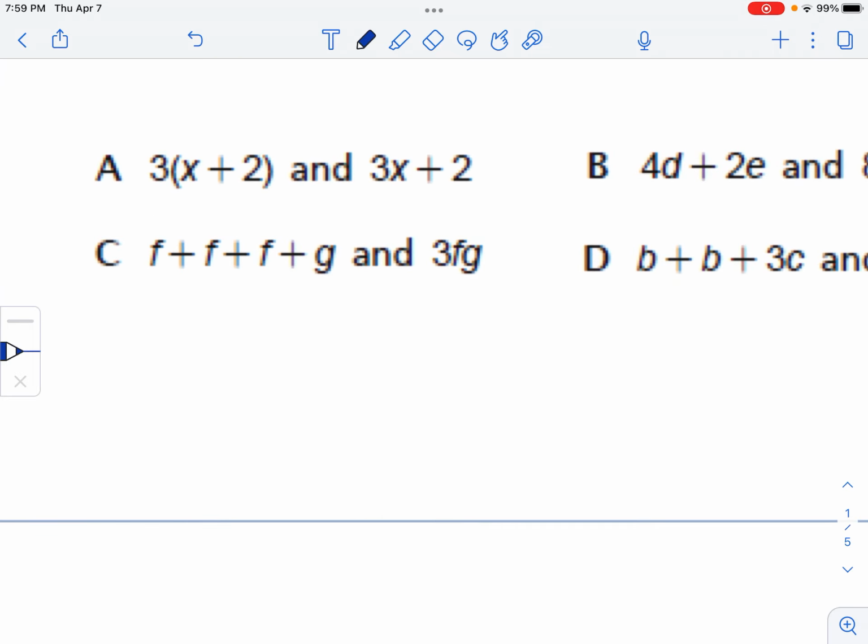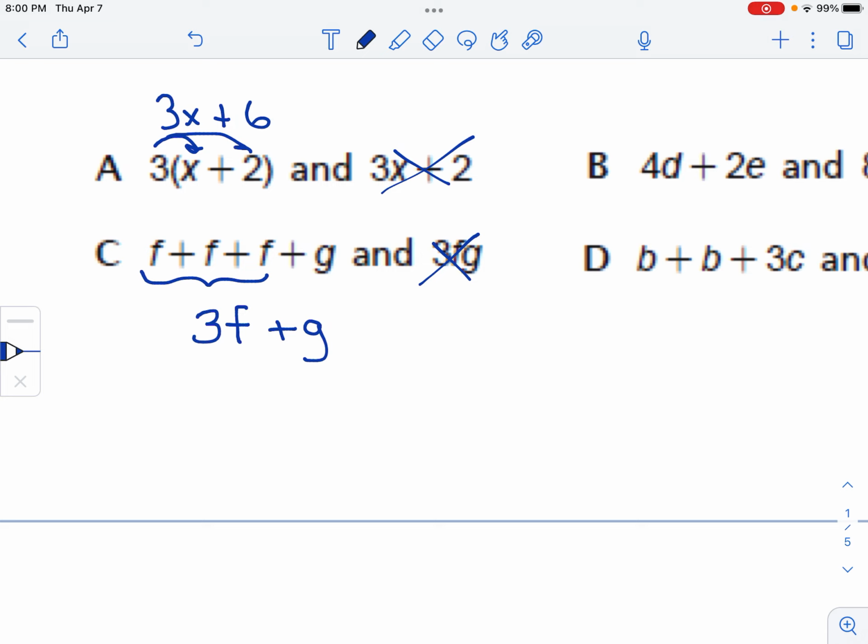So we'll zoom in here. I'm going to distribute: 3 times x is 3x, and 3 times 2 is 6. So that's 3x plus 6, not the same as 3x plus 2. So those two are not equal. For C, we're going to combine the f's. F plus f is 2f plus g, not the same as 3f times g. So no good.